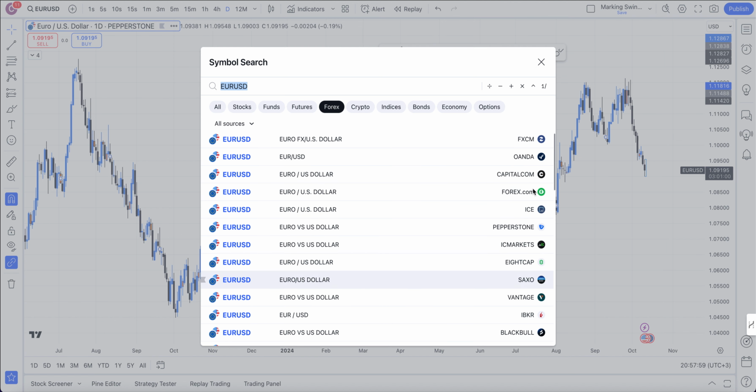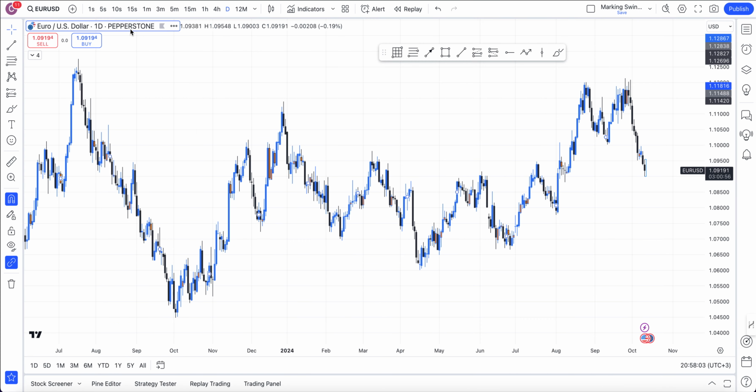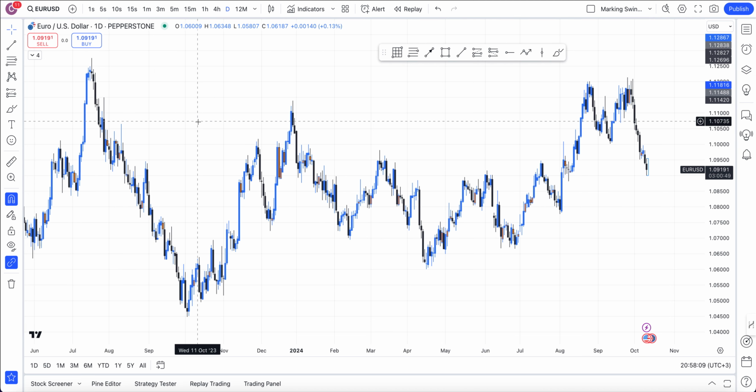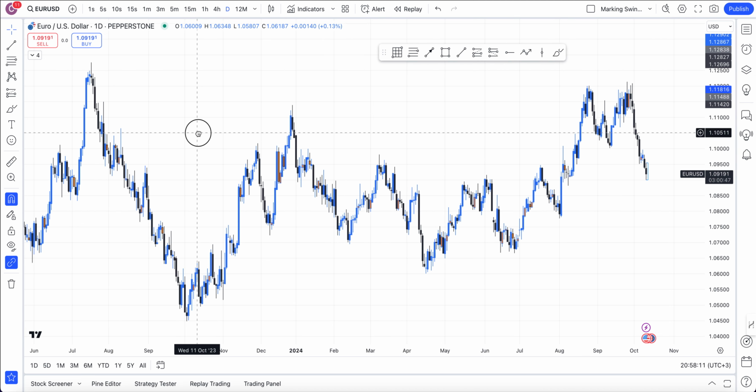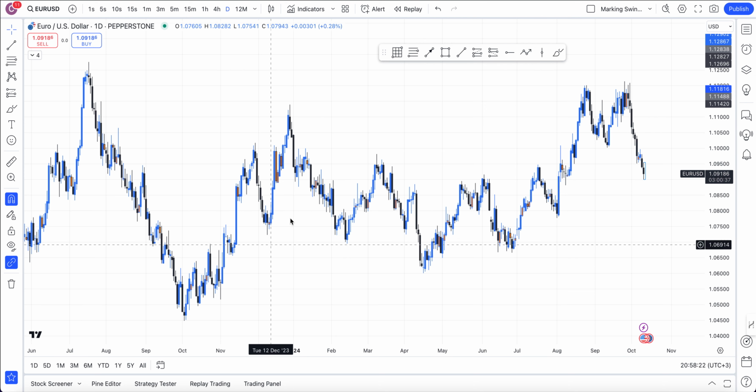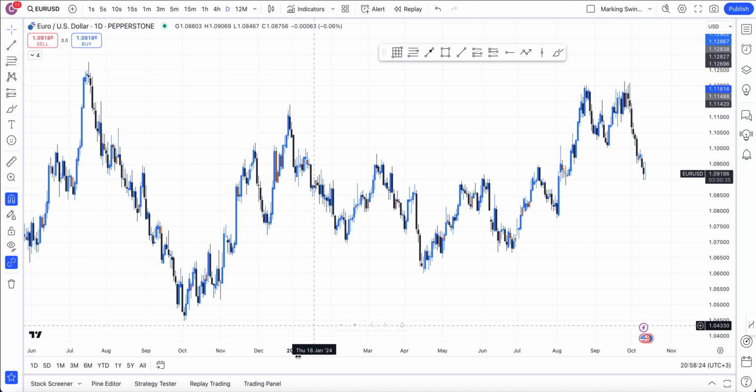So these are the brokers that are here. I have just chosen Pepperstone because I also trade on Pepperstone. So every data that you see here is from Pepperstone, right? With this data from Pepperstone, you're going to see the charts. I've loaded the charts from 2024 here, and as you can see, everything is from January 2024 up to November.